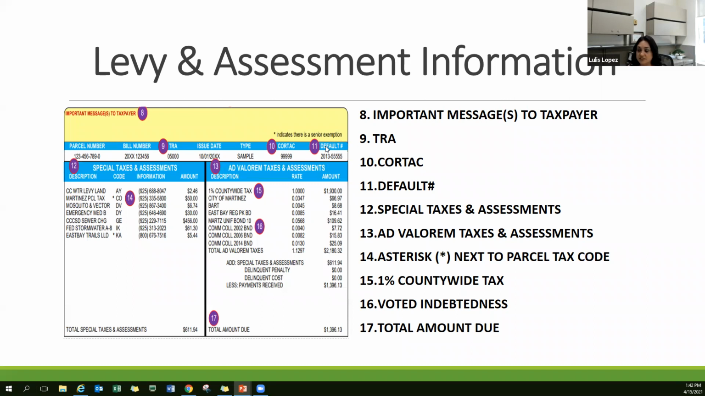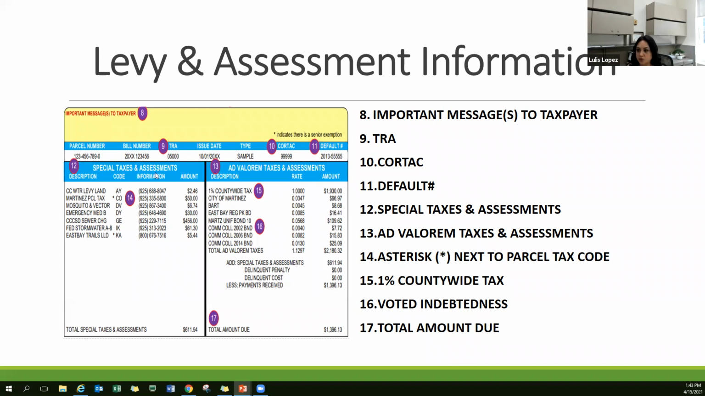Default, this is very important because if there is a number there, it means that there are prior year taxes owing on the property. And if the taxes are not paid within 5 years from the default year, which is the first 4 digits of the number, here it's 2013, the property will become subject to the tax collector's power to sell. There is a payment plan available if somebody wants to start the plan before the 5 years.